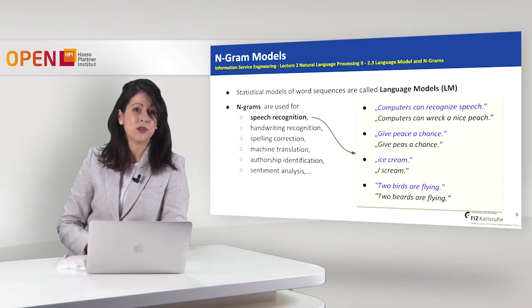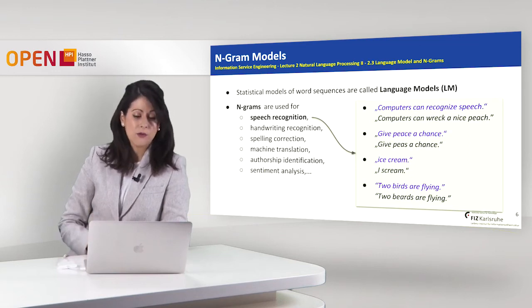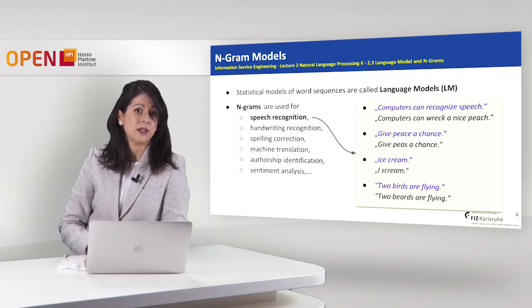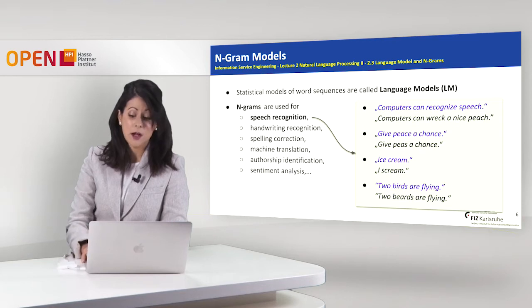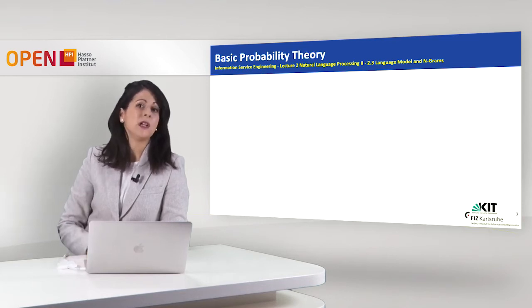But it's not only speech recognition. We can use n-grams for handwriting recognition, spelling correction, machine translation, authorship identification, sentiment analysis, and many more tasks. But before going into how we can actually compute those n-grams, let us first have a look at some basic probability theory we would need here.